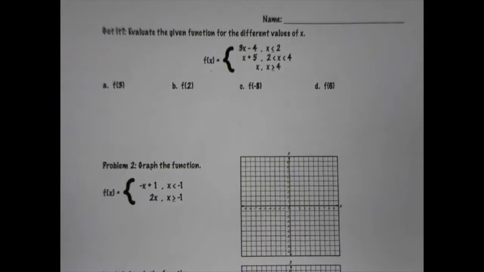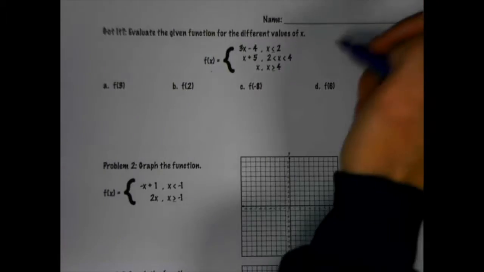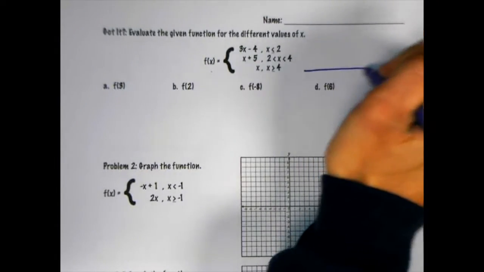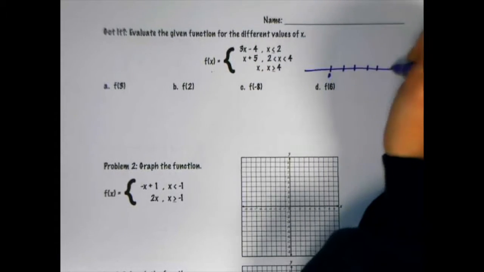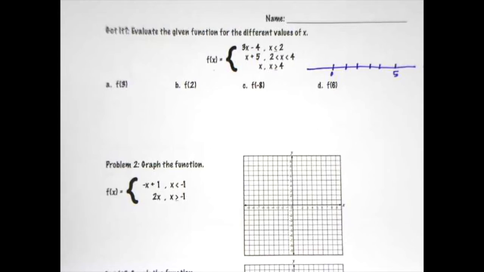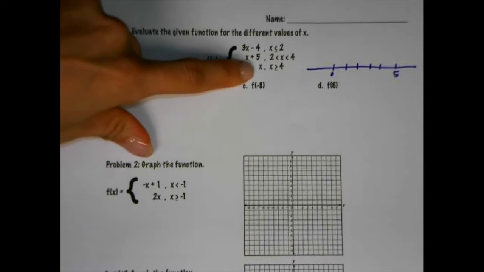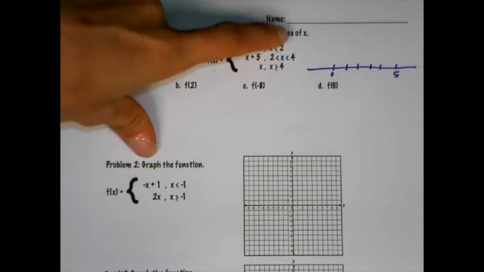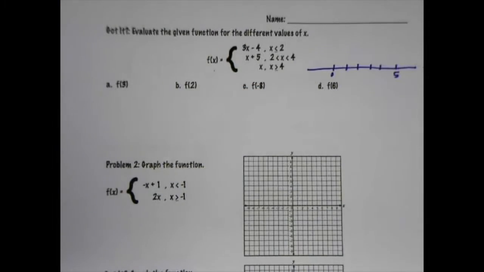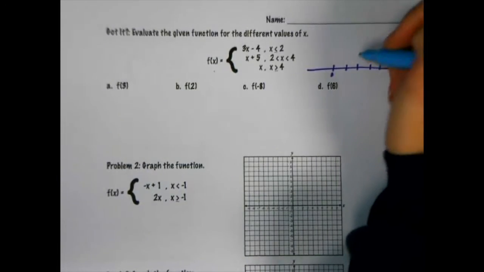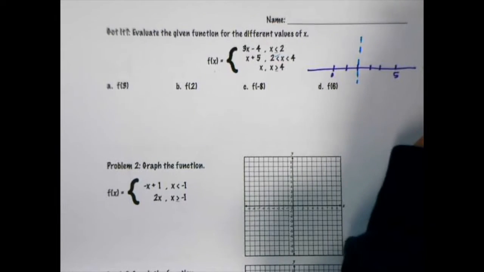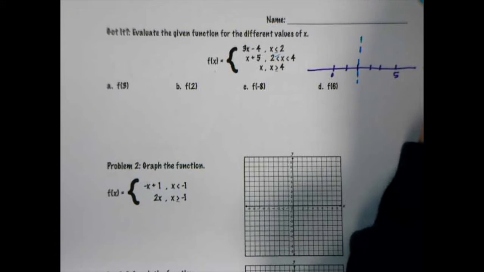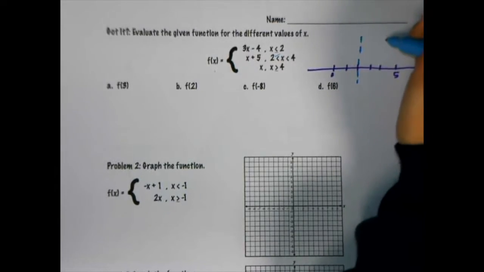Okay, so for this one, I'll make a little number line. Okay, so remember that this tells you what the equation is, the rule. This tells you where, okay? So where is my first split happening? What x value? 2. That's right. So 2, and then what's the next one happening at? And 4.